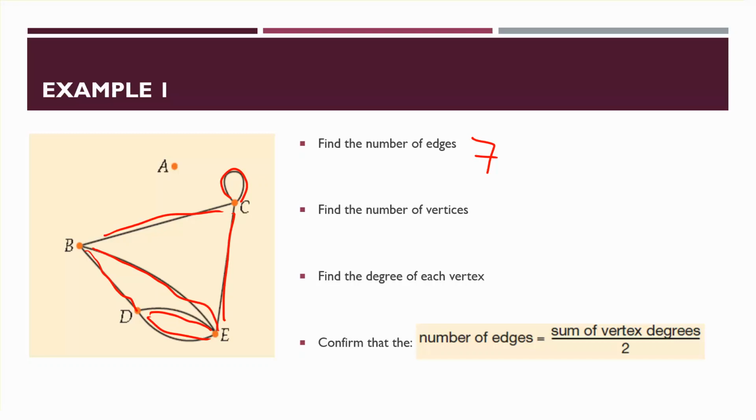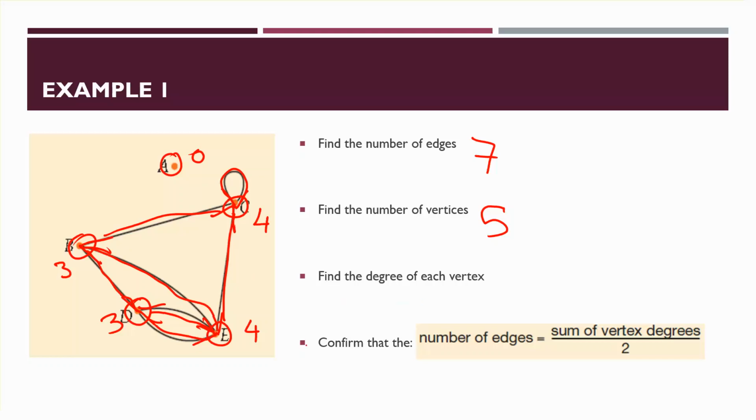Find the number of vertices. Well, the vertices are, again, our dots, aren't they? So we can go 1, 2, 3, 4, 5. Find the degree of each vertex. Now, this is a little bit more complex because we actually have to go to each vertex and count how many degrees are off each. So let's just have a go. 1, 2, 3. 1, 2, 3. 1, 2, 3, 4. 1, 2, and remember a loop counts as 2 degrees, so that would be 4 as well. And obviously A, there are no edges coming off there, so there's no degrees to that.